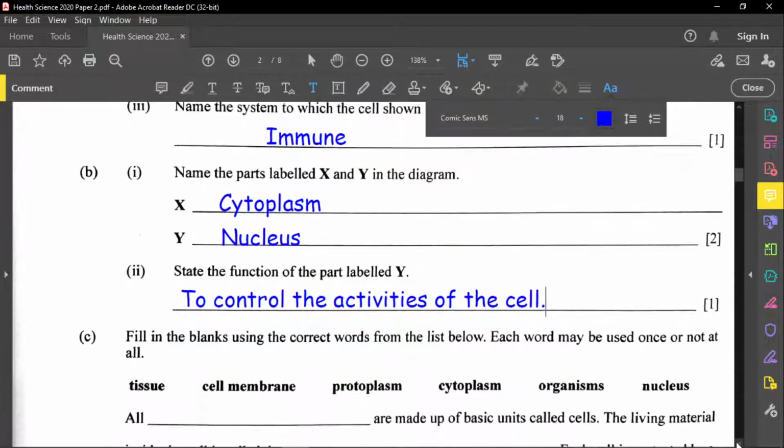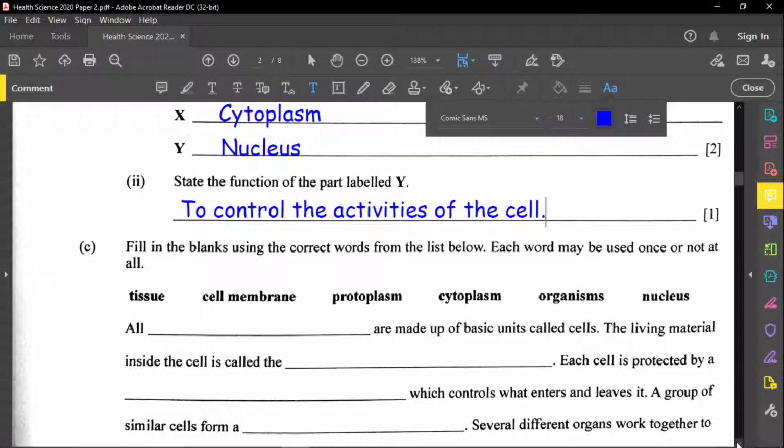Let's go to part C. It's a fill in the blanks using the correct words from the list below. Each word may be used once or not at all. Here it says all blank are made up of basic units called cells. So all organisms are made up of basic units called cells. Once you're a living organism, you will contain cells. So this will be organisms.